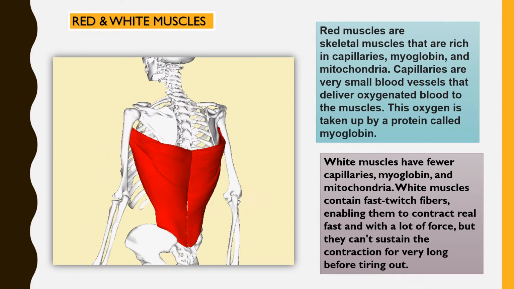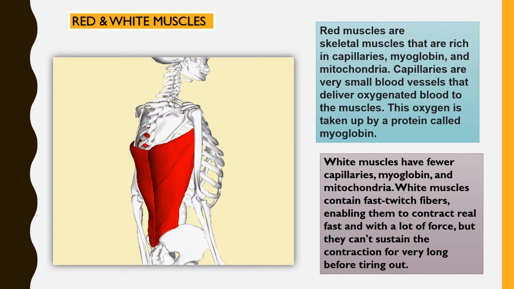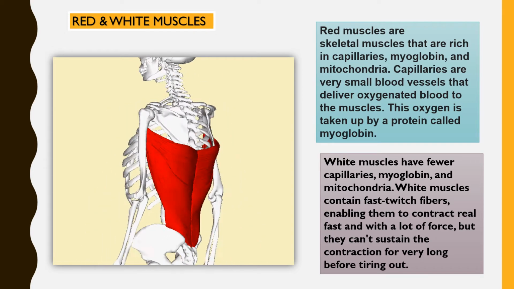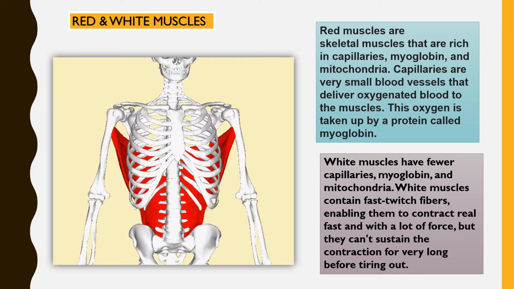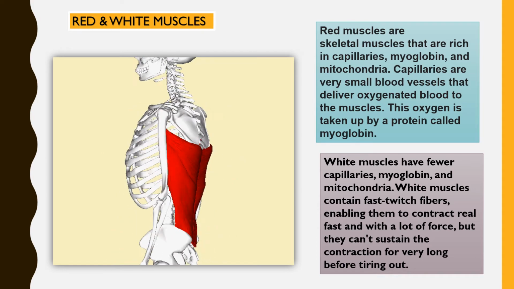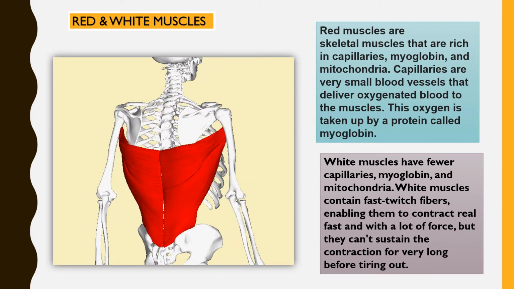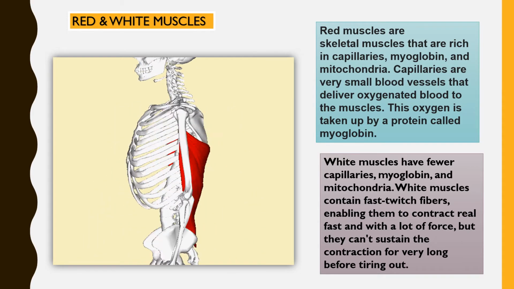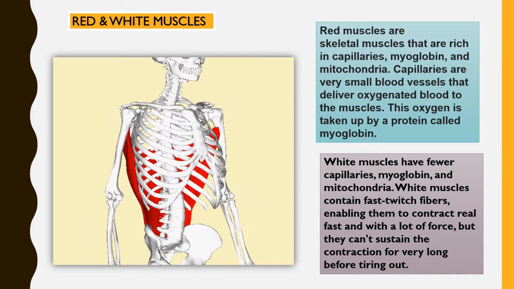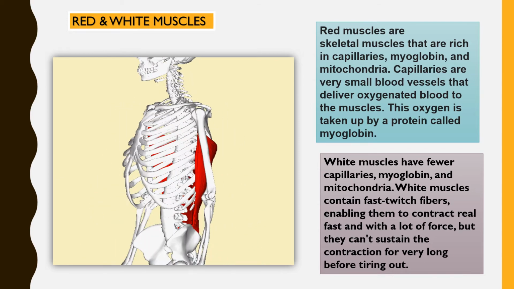Now the next one, what are red muscles and white muscles? Red muscles are skeletal muscles that are rich in capillaries, myoglobin and mitochondria. Capillaries are very small blood vessels that deliver oxygenated blood to the muscles. This oxygen is taken up by a protein called myoglobin. And white muscles have fewer capillaries, myoglobin and mitochondria.